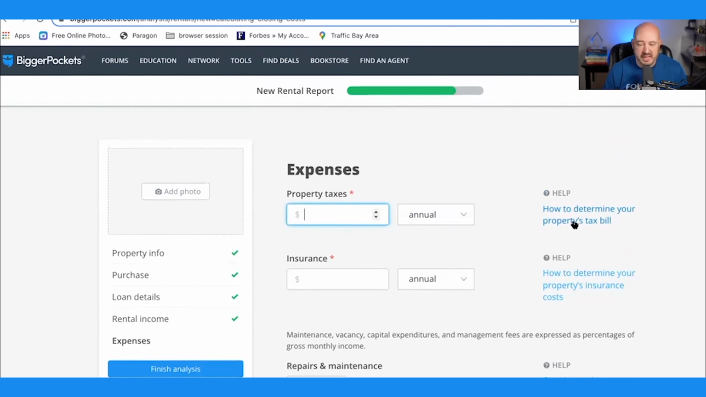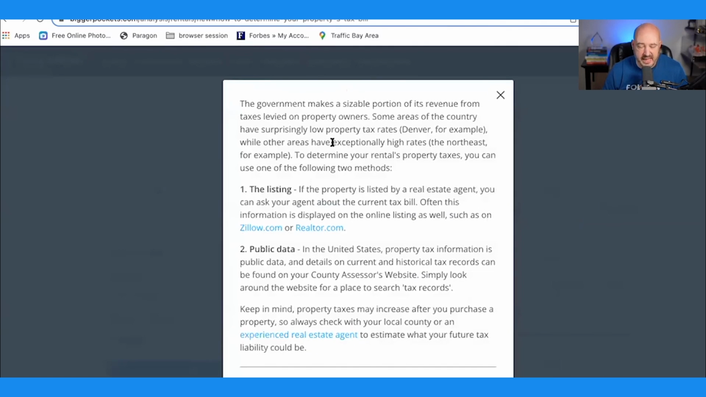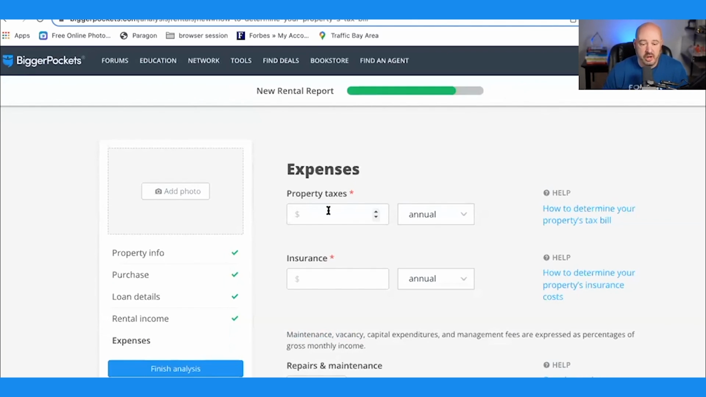So for property taxes, how to determine your property's tax bill, here are all the ways that you can do it. Now, I know that in general, if you take the value of the property, which in this case would be $240,000 times 0.015, which is 1.5%, that's about $3,600 a year. So that's what I'm going to put in here. And that's probably higher than what it's really going to be. 1.5% is on the high side.